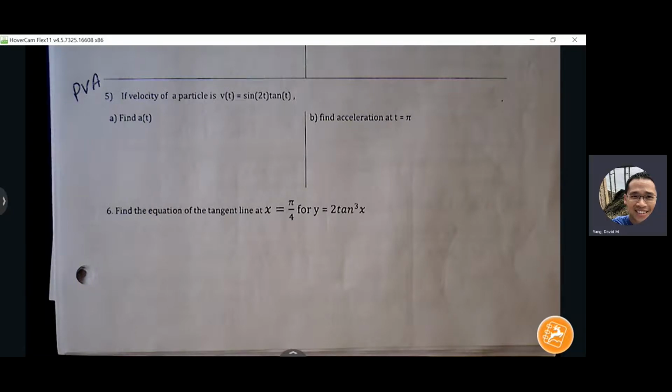But look at how our velocity is set up. What would we need to involve here to find the derivative? Product rule. Okay, so f prime g plus f g prime.